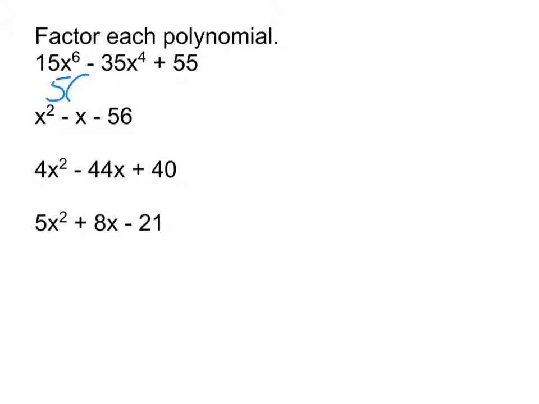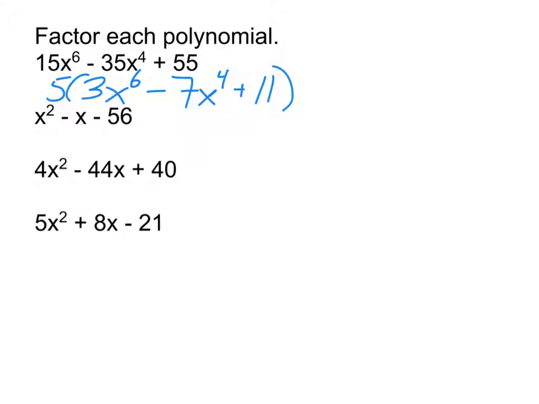Now factoring basically means introducing the parentheses. So I do 5 and then parentheses. 15 divided by 5 is 3, so that's 3x to the 6th. Minus stays a minus. 35 divided by 5 is 7, so that's 7x to the 4th. And then the plus stays a plus. 55 divided by 5 is 11.